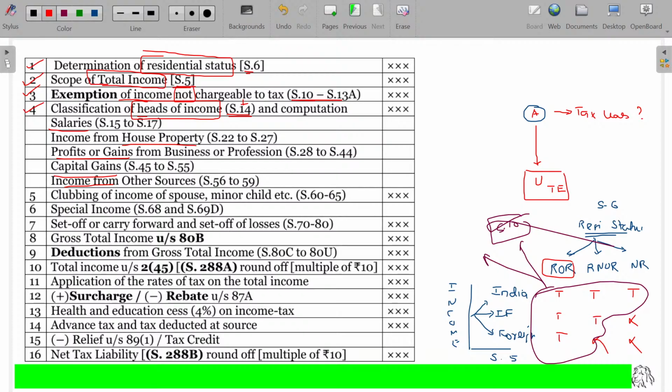Three sections are dealt with under salaries, and sections 22 to 27 are all about house property income. Sections 28 to 44 are all about PGBP income. In sections 45 to 55 we will understand capital gains, and the remaining sections are meant for income from other sources. Clear? We'll study all these things one after another. So, 5 heads of income. We'll be studying all these things in detail.